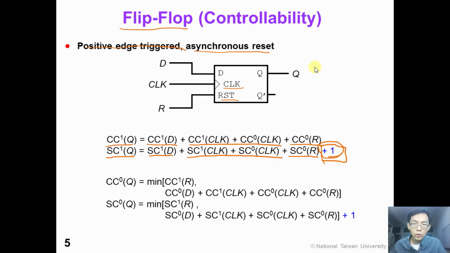Now, if we want to control Q to 0, we have two solutions. We can either control reset to 1, or we can control D to 0, pulse a clock, and hold reset to 0. So we take the minimum of these two numbers. The difference between CC0 and SC0, again, is that we have one additional 1 at the end of SC0.